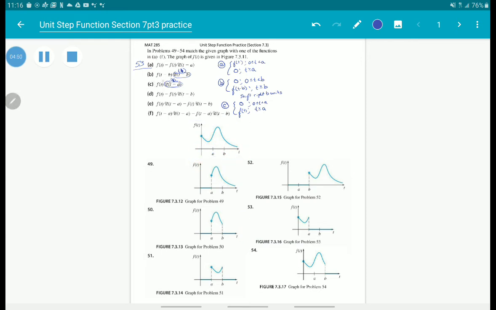So now let's look at B. B says it's going to be the function 0 between 0 and b, and then it's going to be the function f of t. But notice f of t is shifted to the right b units. So if we were to take f of t and shift it to the right b, it would look something like that. So it's going to be 0 up to b, and then it's going to be our f of t. Which graph does that look like? If we were to compare, to me it looks like number 52. So 52 is our answer there.